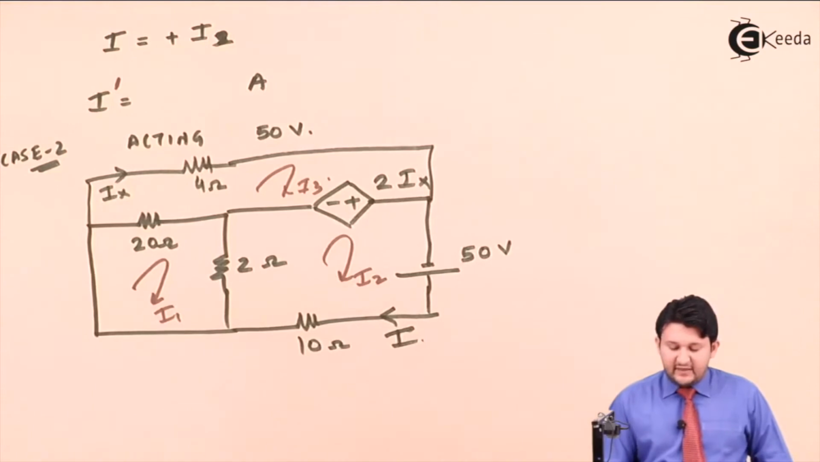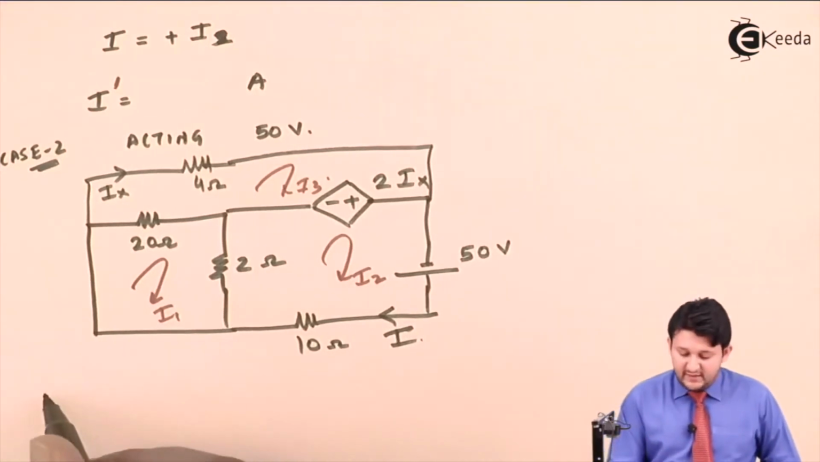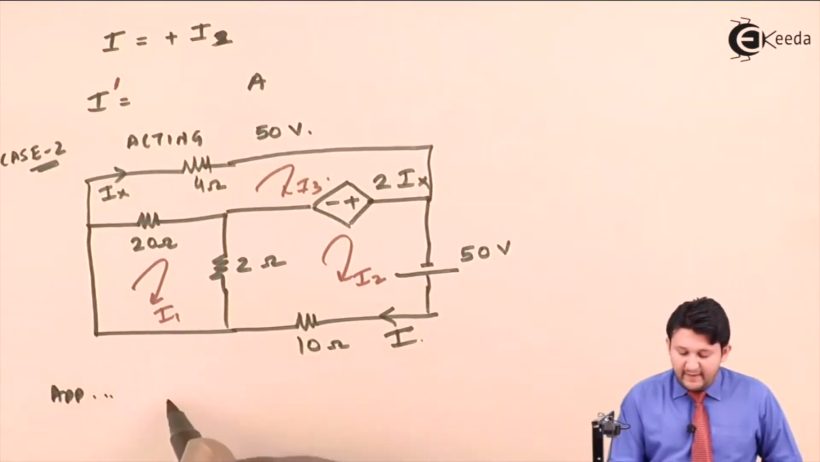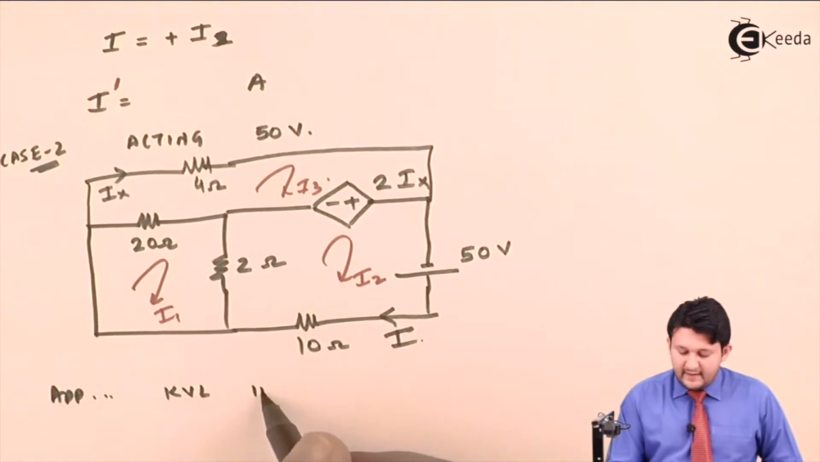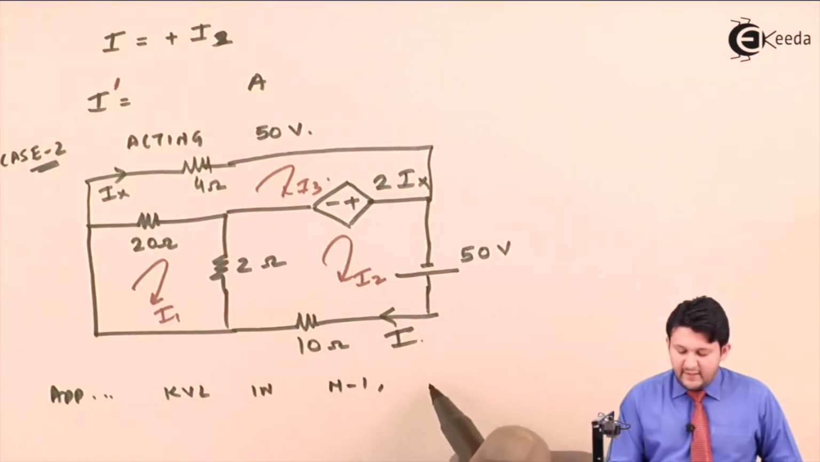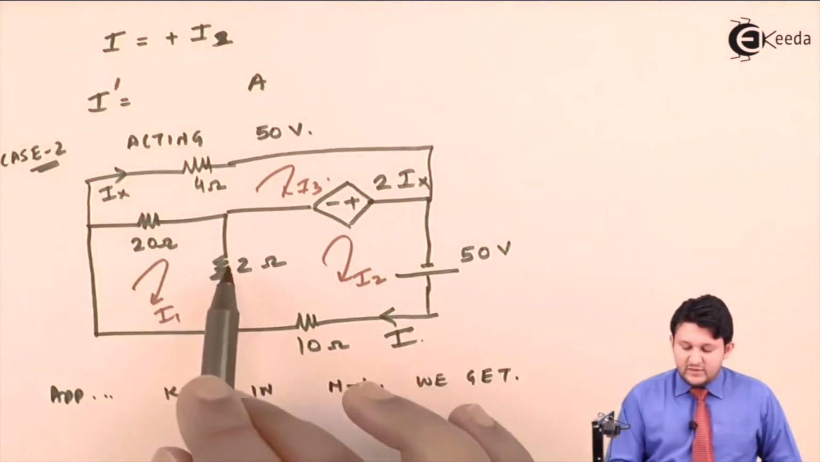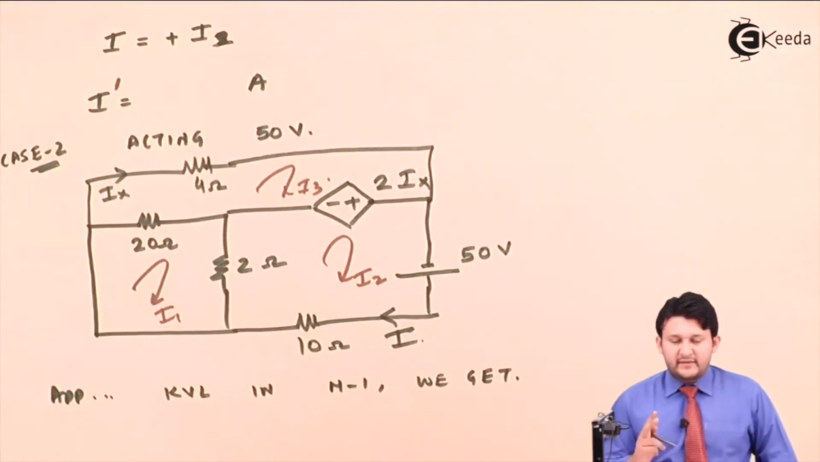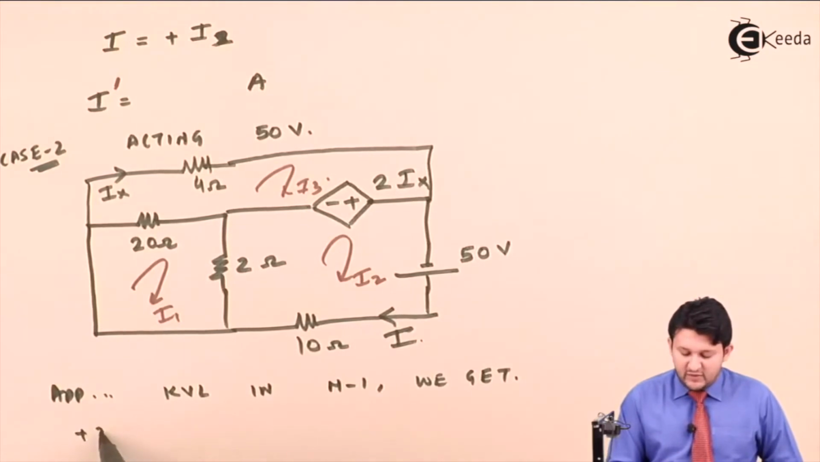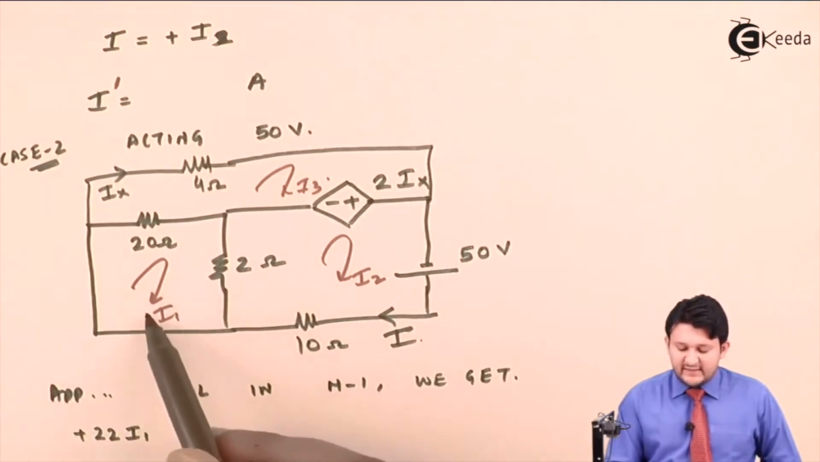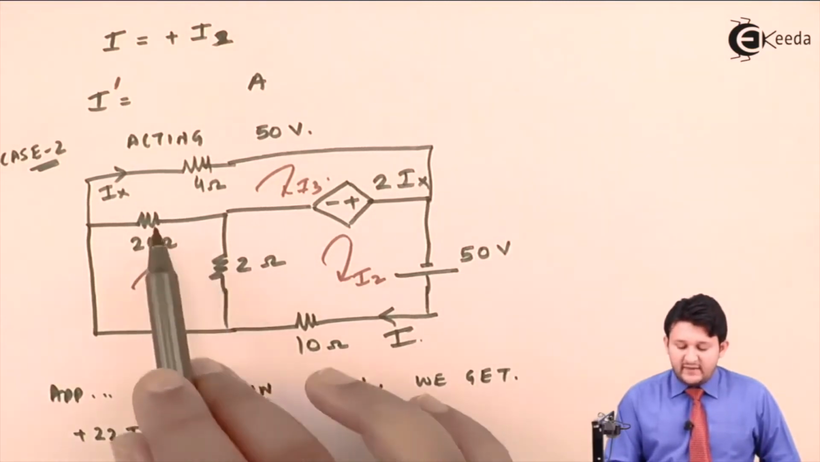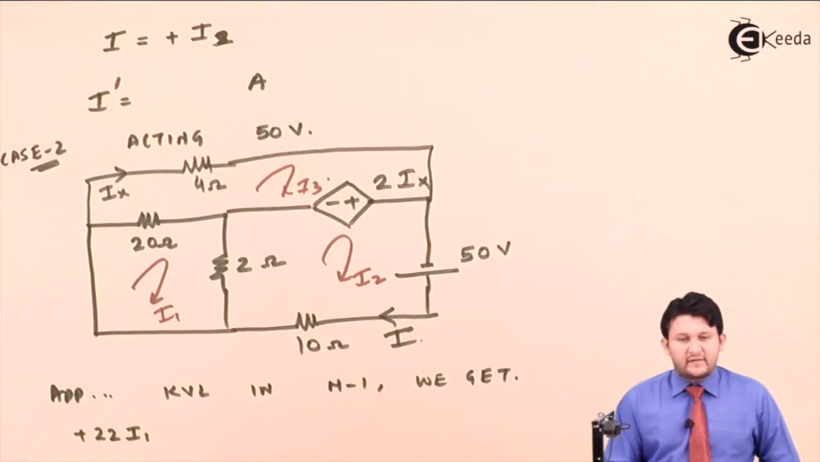Again we will be writing 3 mesh equations. The equation will be applying KVL in mesh 1, we get, resistances you are getting over here, there are two. Add them, my dear friends. You will be getting plus 22 I1. Why plus? Because you are considering mesh 1. Observe in these two resistances, is there any other current flowing through them?